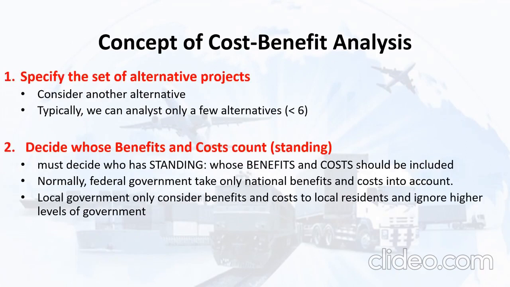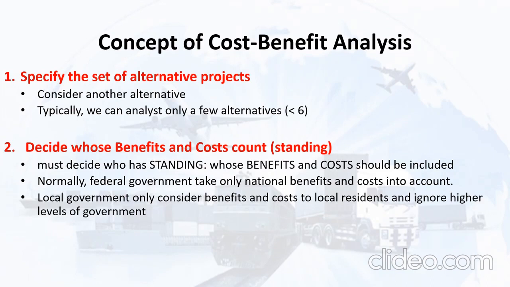Okay, we go one by one. We just summarize here. Step number 1 is to specify the set of alternative projects. We need to consider other alternatives. Typically, we can analyze only a few alternatives, maybe less than 6. Means there are 6 alternatives for a certain project: Project A, Project B, Project C, Project D, Project E, and Project F. Then we choose the best one, the ranking.